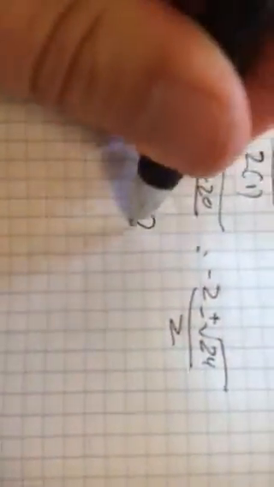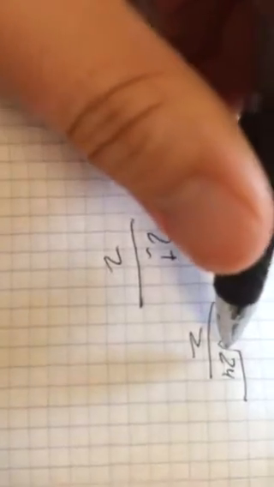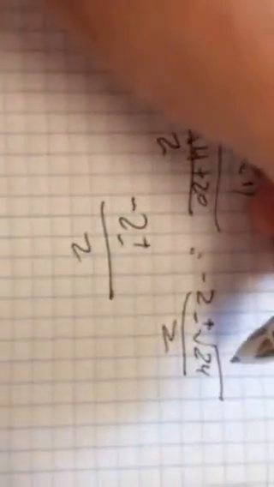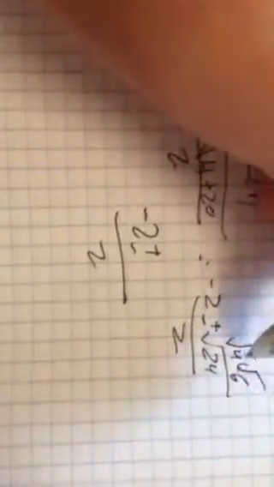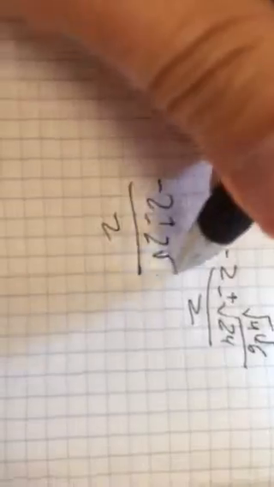Let me keep working on this one. -2 plus or minus the square root. 20 plus 4 is 24. That's all over 2. And I'm still at it. -2 plus or minus, over 2, the square root of 24. 24 is what? 4 times 6? Yep. So square root of 4 times square root of 6. Square root of 4 is 2.